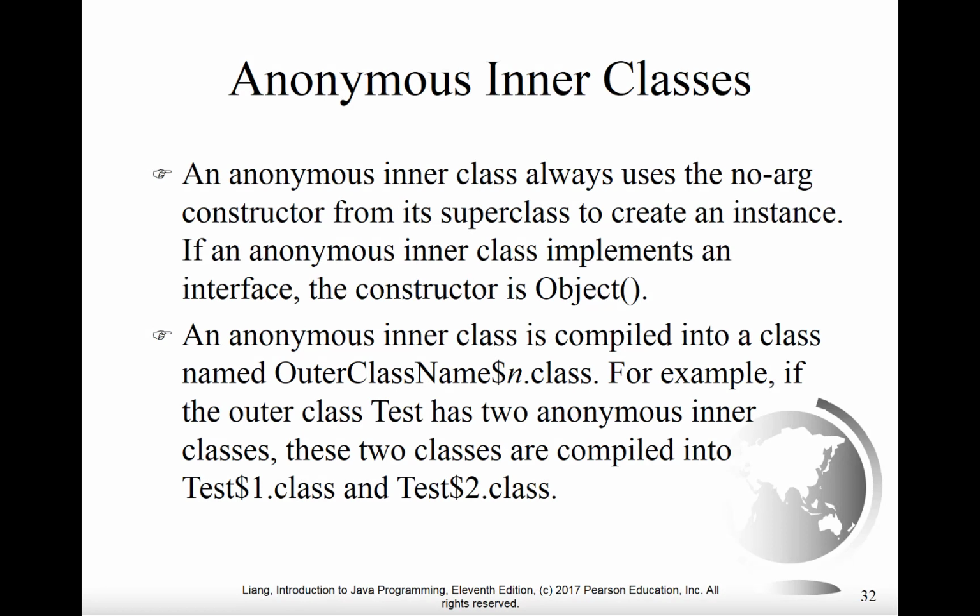Since way back you learned that constructors have the same names as their classes. So what do we do when the class doesn't have a name? Because that's what happens in the case of an anonymous inner class. There's no name associated with it. Well, it turns out that we're always going to use the no-arg constructor from its superclass to create an instance of the anonymous class.